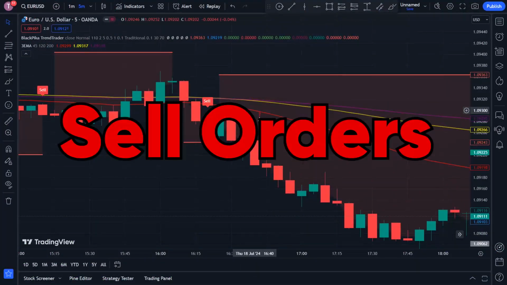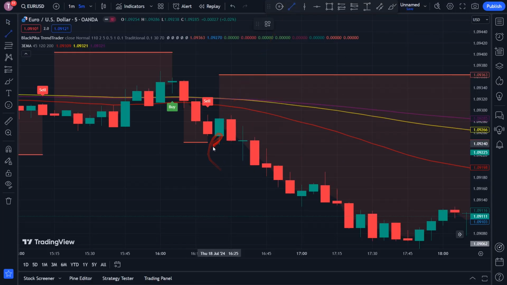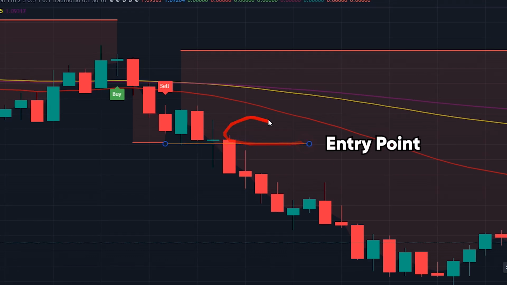For sell orders, we first need to look for a sell signal where the close of this candle is below all three moving averages. After that, we need to make sure that we are in a downtrend and the candles are below all three moving averages. If all these conditions are met, we can consider the sell signal as a suitable entry point for our sell trade.